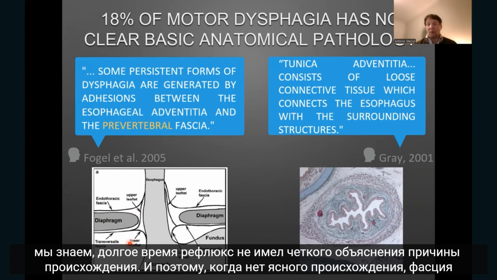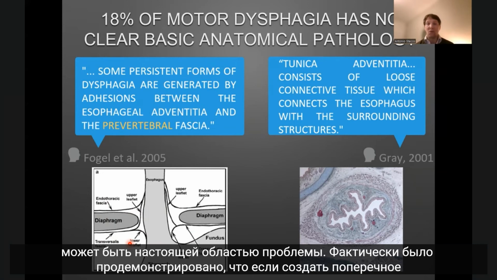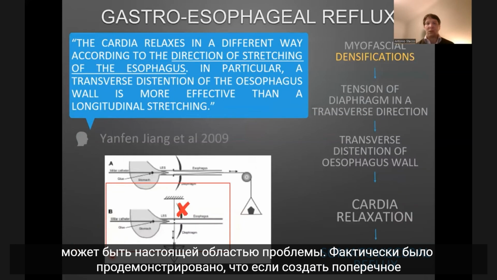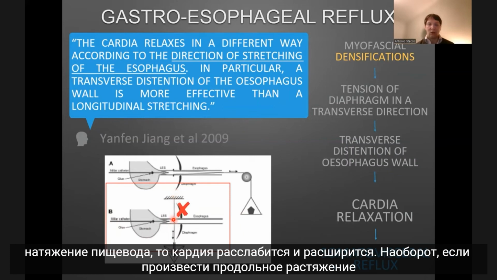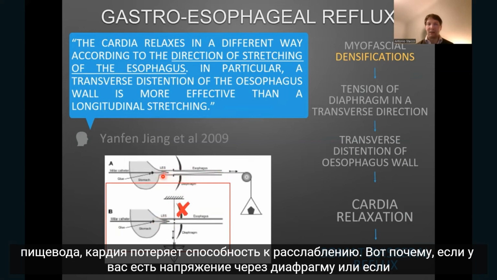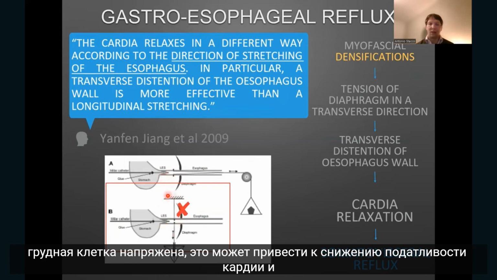As we know, a lot of the time reflux has no clear origin. And when there's no clear origin, fascia can be the real origin of the problem. In fact, it was demonstrated that if you generate a transverse tension in the esophagus, the cardias will dilatate. On the opposite, if you make a longitudinal tension of the esophagus, the cardias will not dilatate. So this is why if you have a tension through the diaphragm, or if the chest is tight, that can lead to a decrease of the compliance of the cardias, and so reflux.